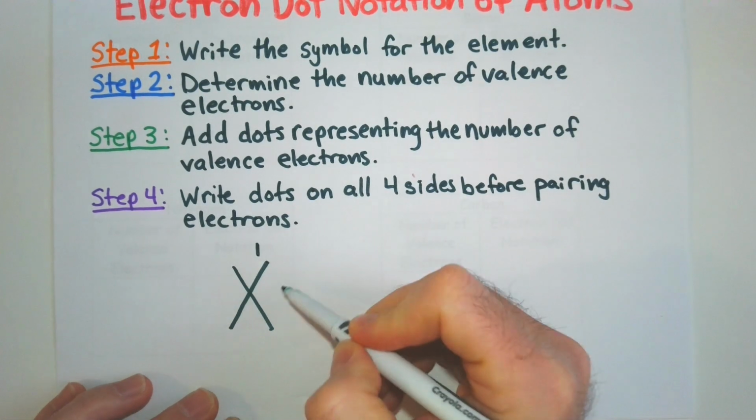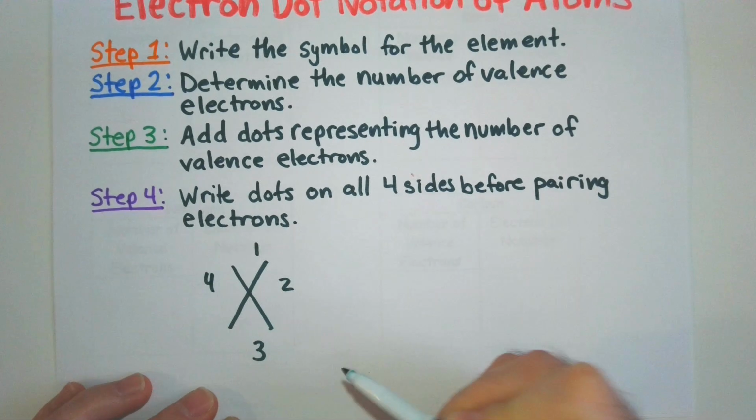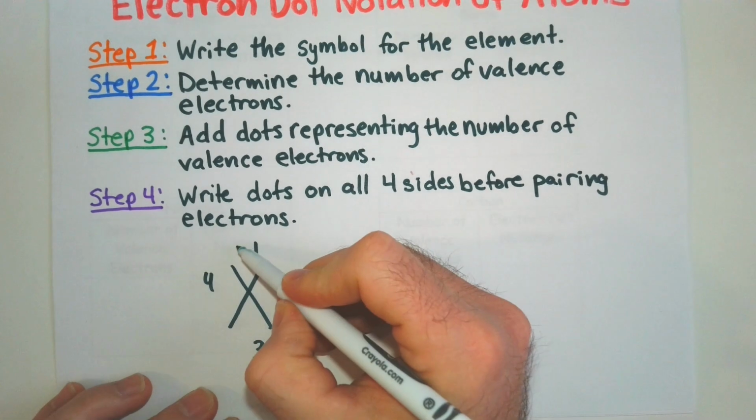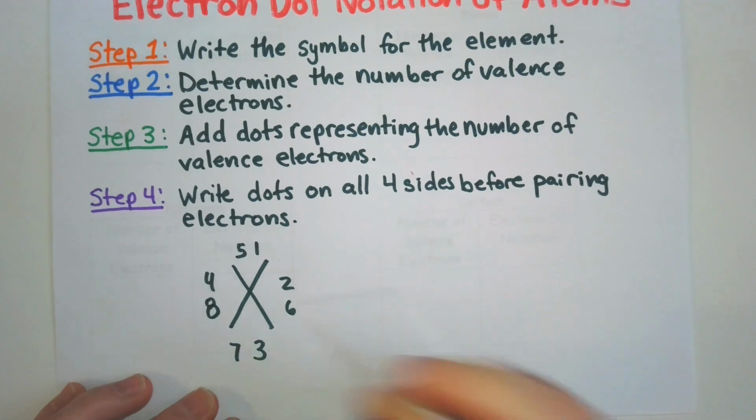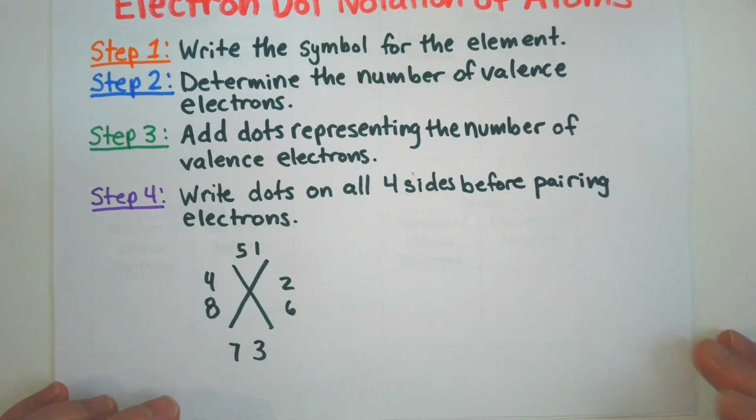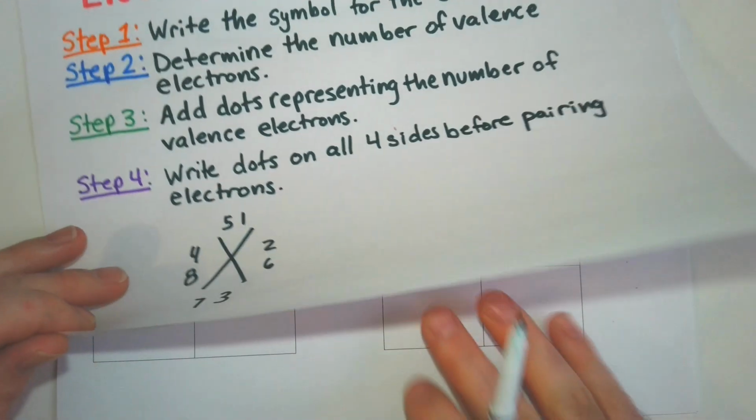So I have 1, 2, 3, 4. Now I have 1 unpaired electron on all 4 sides, and this would be the 5th, 6th, 7th, and 8th. So that's the order that I like to use. The important thing really is that they don't pair until the 5th electron. So let's go ahead and do an example.